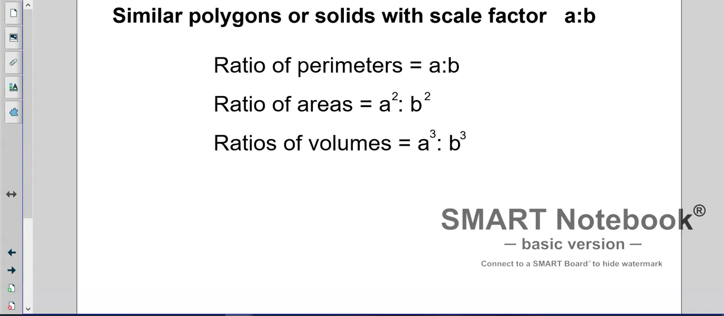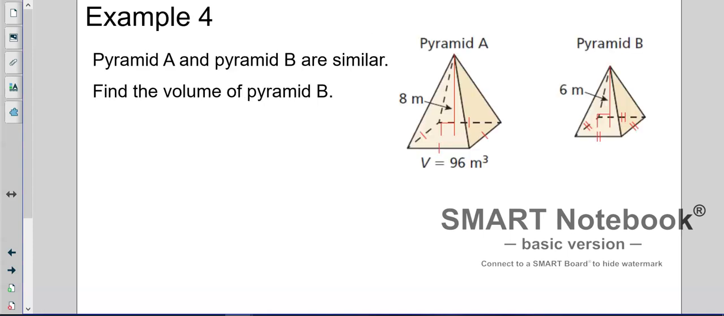All right, just some knowledge here you need. Similar polygons are solids with a scale factor A to B. So the ratio of the perimeters is A to B. So if you have similar triangles or squares, the perimeter is A to B. Ratio of the area is A squared to B squared, and volume is obviously cubed, so A cubed to B cubed. So let's see how that plays out.